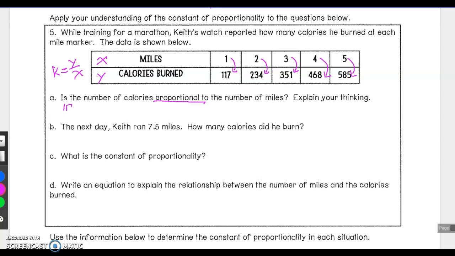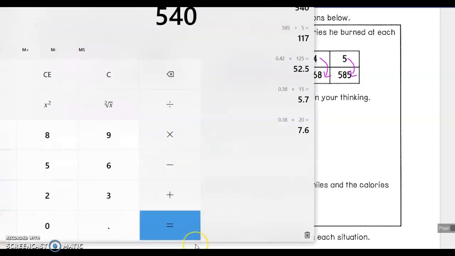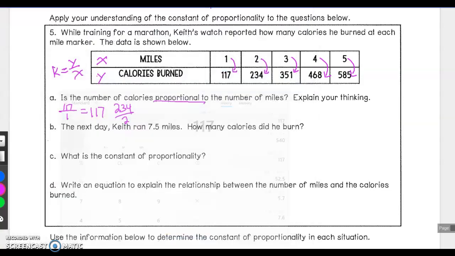So I'm going to go 117 divided by 1. Well, that equals 117. Then I'm going to take 234 and divide it by 2. And again, if you wanted to use a calculator, you'll see that it also works out to 117.